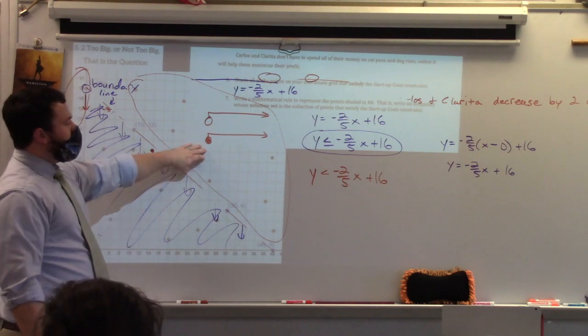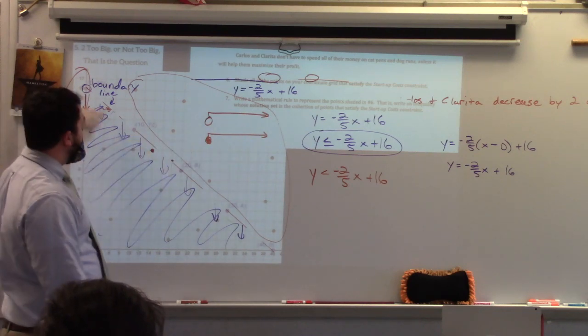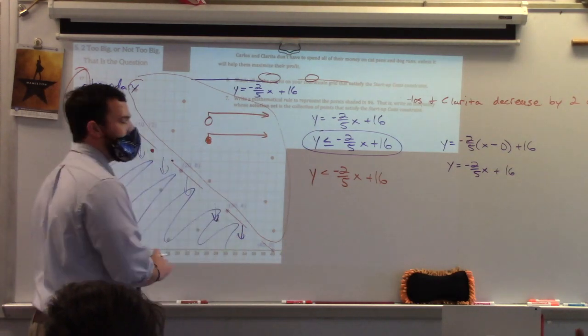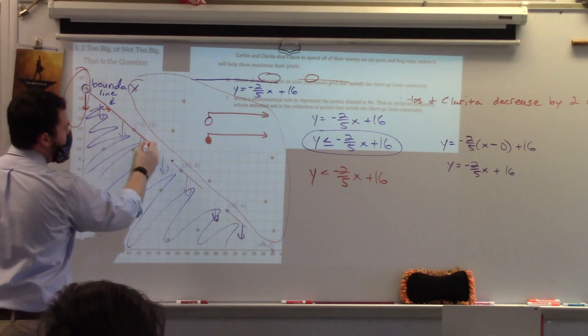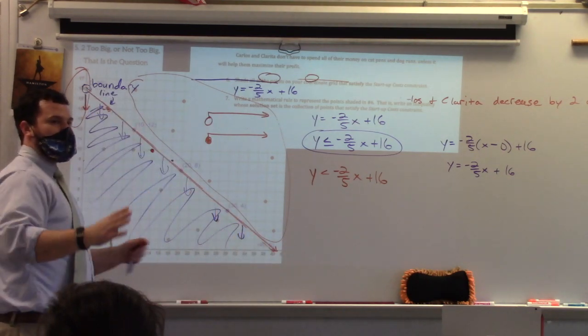Well, a closed point means you could equal it, and an open point means you couldn't equal it. A dashed line means you cannot equal. A solid line means you can equal. Does that explain the difference?